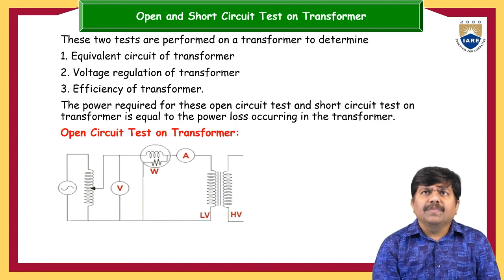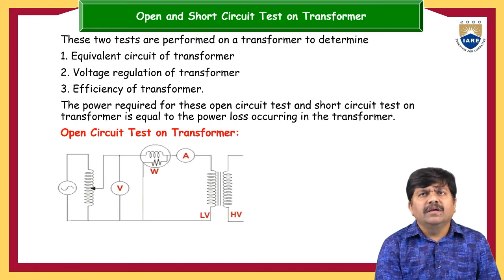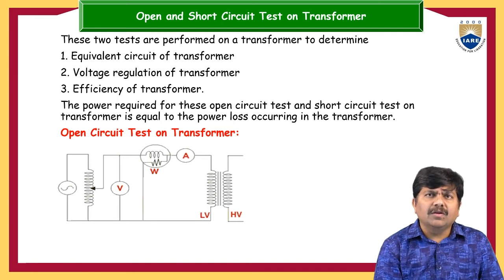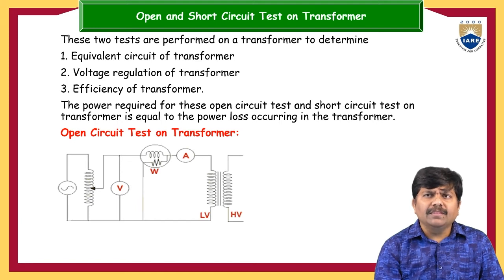And next, let us calculate the efficiency. The efficiency of the transformer can be calculated by conducting an open circuit test and a short circuit test. Not only efficiency, we can also calculate the no load circuit parameters, equivalent circuits, and also the regulation of the transformer. So many parameters you can compute by conducting these two simple experiments, the open circuit test and the short circuit test. In the open circuit test, the rated voltage is applied on the LV side.